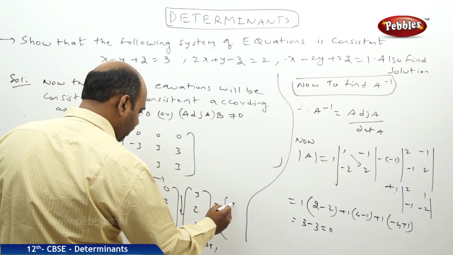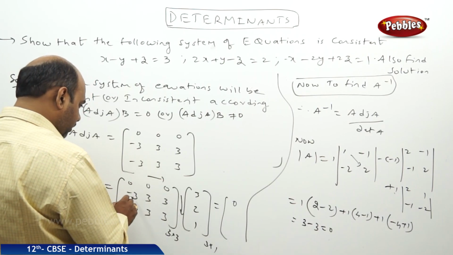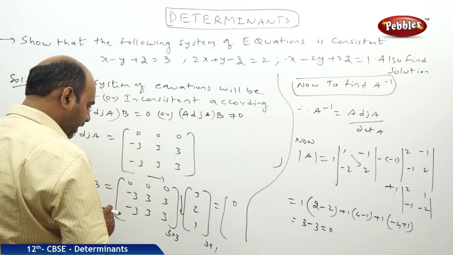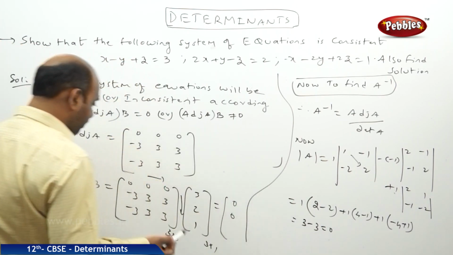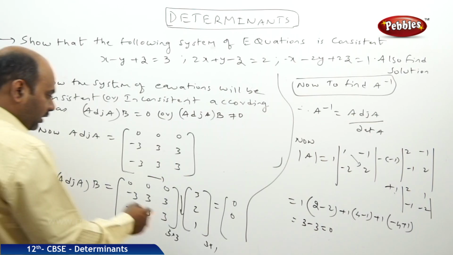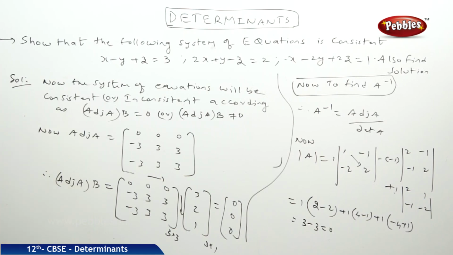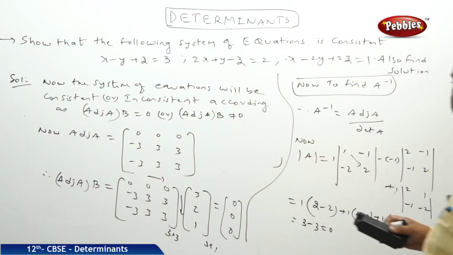The first row will always be 0, because 0 into 3 plus 0 into 2 plus 0 into 1. This becomes minus 3 into 3, minus 9. Minus 9 plus 6 is minus 3, and minus 3 plus 3 will become 0. This all side becomes 0. Similarly, the last element will also be equal to 0. So we obtain adjoint of A into B is equal to 0.